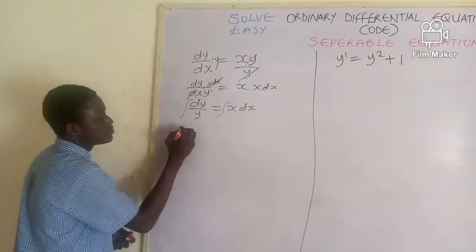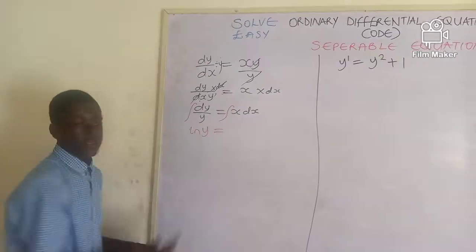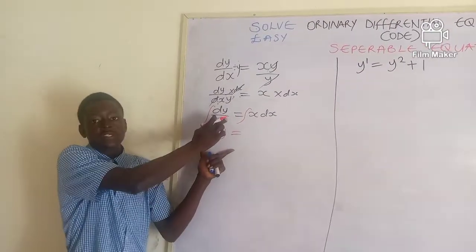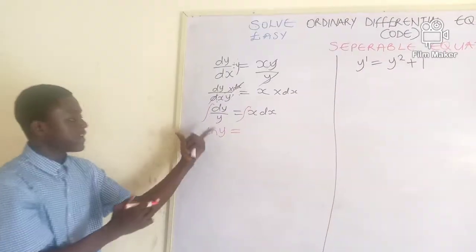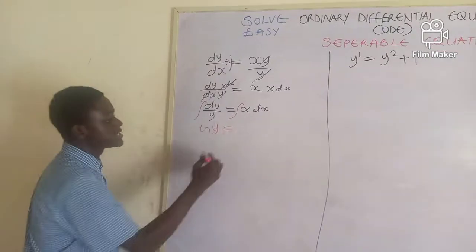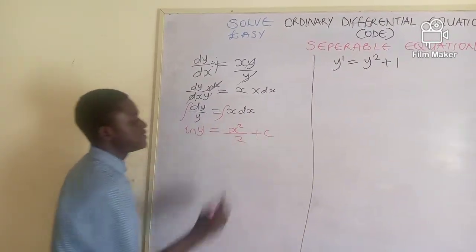Therefore, we will have the natural logarithm of y, because differentiating the natural logarithm takes us to this. Therefore, integrating it, we are reversing that derivative we made. Now, integrating the other side, we would have x squared over 2 plus c.